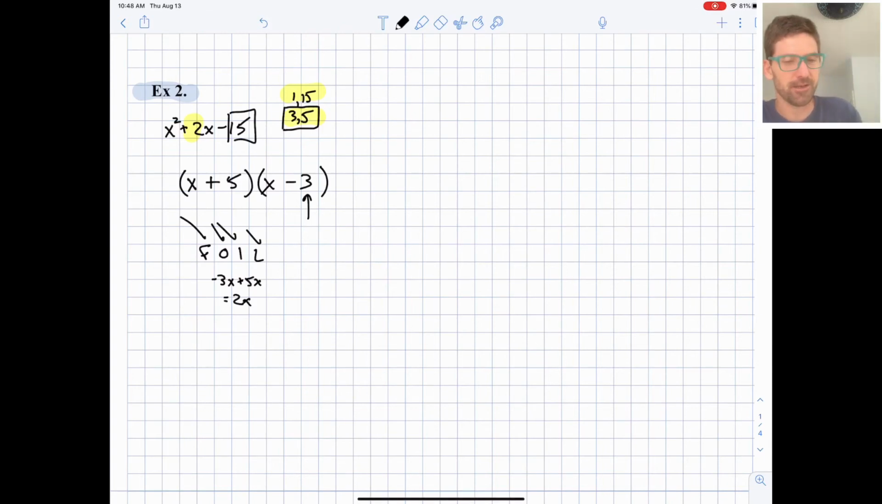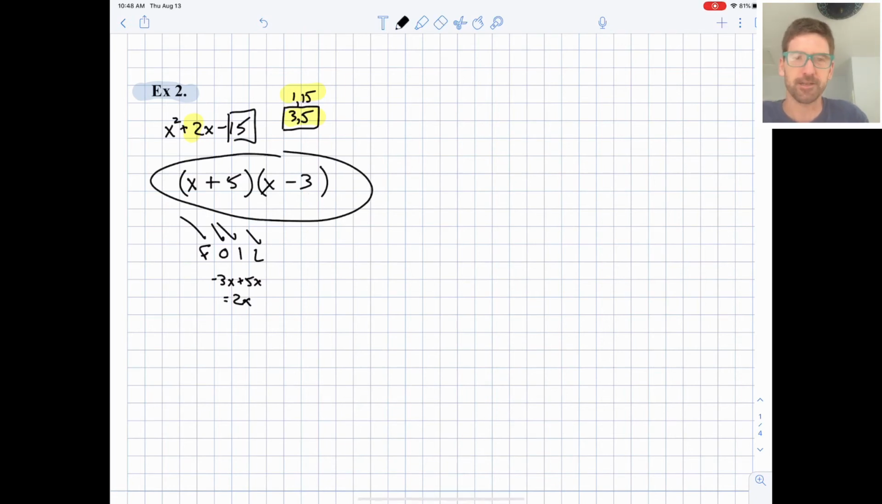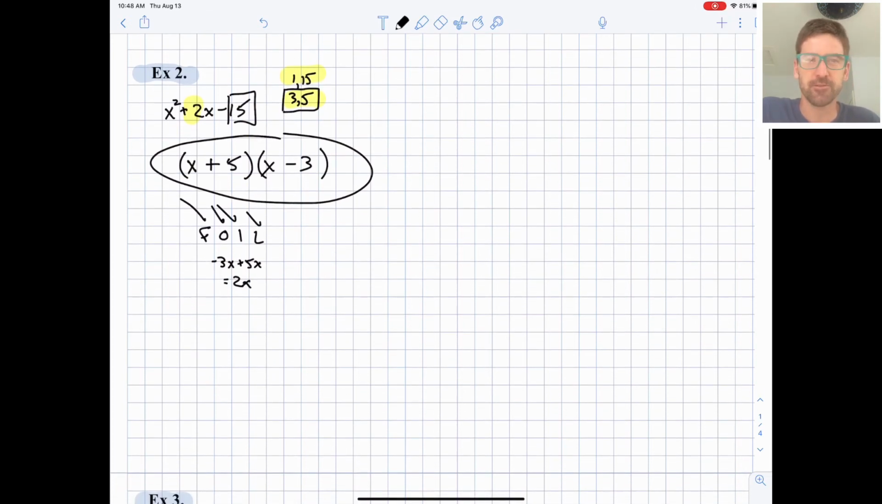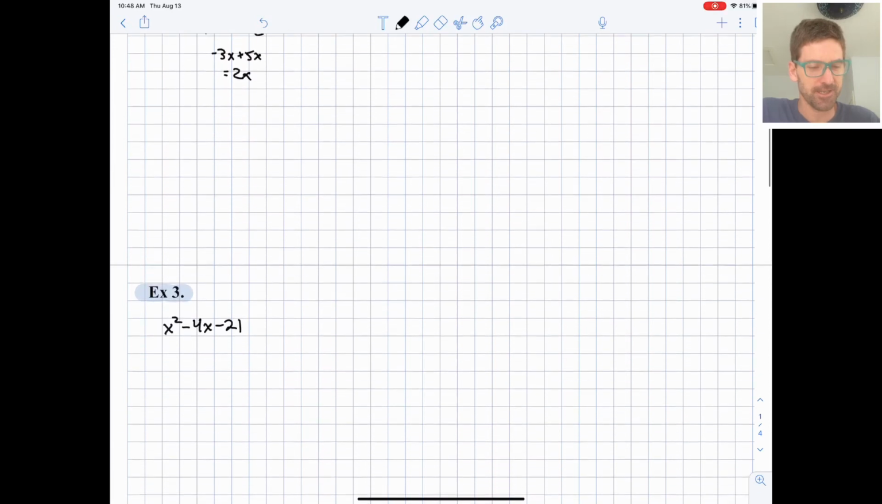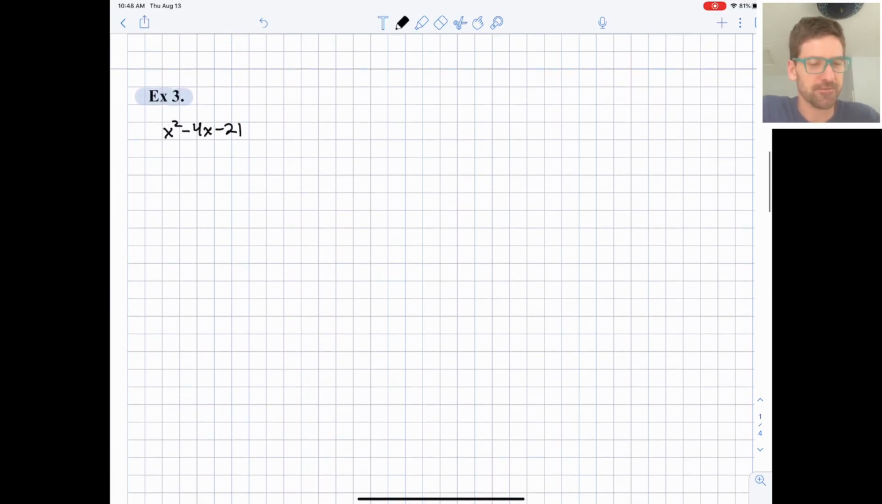So this will be our final answer right there. Okay, so do some version of check. If your teacher wants you to do a more formal check, you definitely should. I'm trying to model a variety of sorts of checks here.